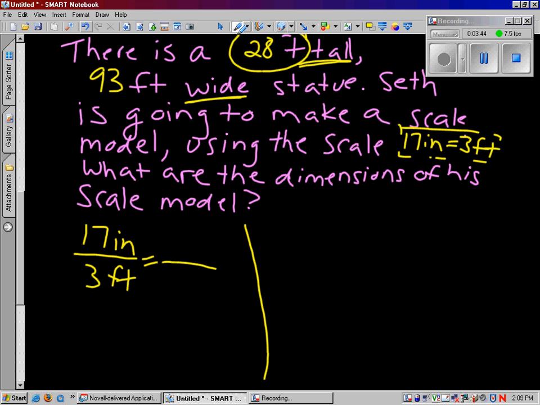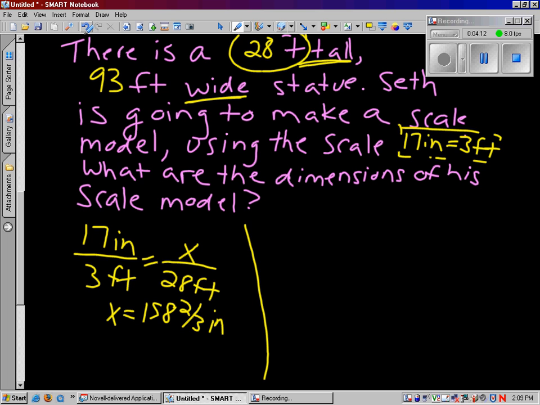And I know it's 28 feet tall, but I don't know how many inches. So again, I just do cross multiplying and dividing, like we always do. And you should get x is 158 and 2/3 inches. It's a rather tall model, but that's okay.